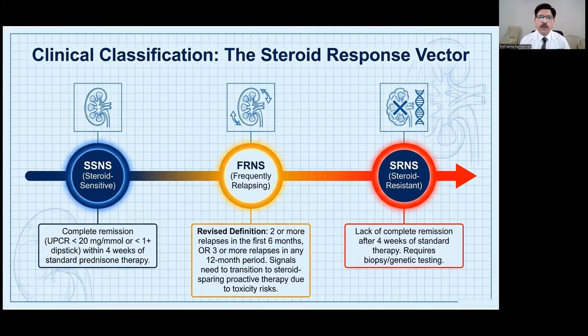FRNS: 2 or more relapses occurring in the first 6 months, or 3 or more relapses occurring in any 12-month period, signals the need for transition to steroid-sparing therapy due to high toxicity. This is called relapsing nephropathy. And finally, lack of complete remission after 4 weeks of standard therapy requires biopsy and genetic counseling.